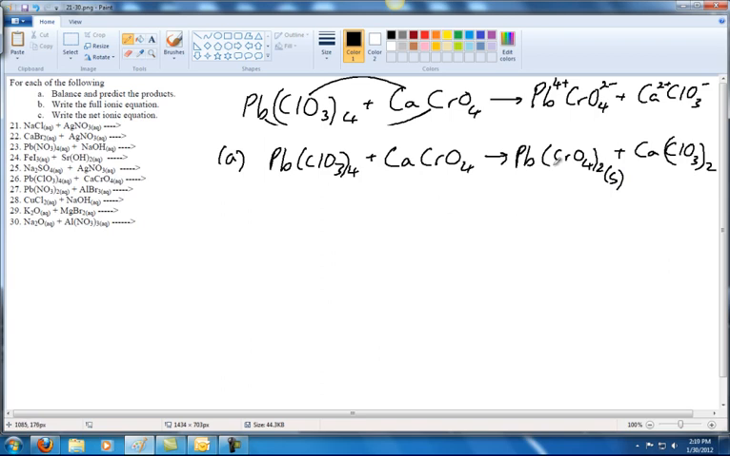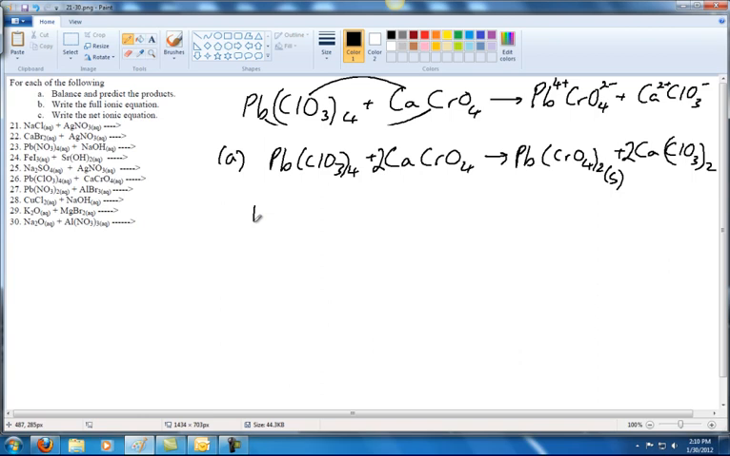If I look at the solubility chart, I'm going to find out that lead chromate is the solid. And now I can go ahead and balance this, and I'm going to have 1 lead. I've got 4 ClO3s, so I'm going to need to put 2 in front of here to balance that out. So that's going to be 2 Cas. I put 2 in front of here. That gives me 2 chromates and 2 chromates. So everything balances out now, and that would be it for part A.